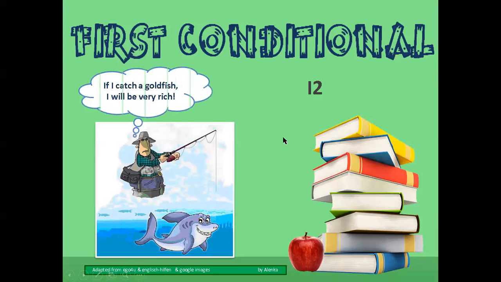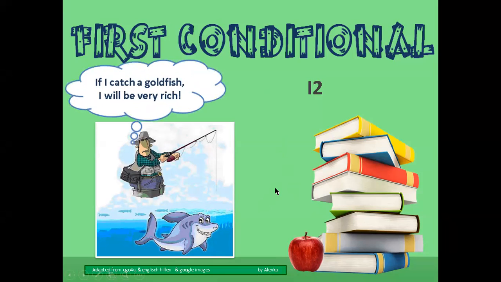So we're going to be talking about the first conditional. Look at this: if I catch a goldfish, I'll be very rich. So what do you think? Maybe a shark is okay. Even if you don't get a goldfish, you can get a shark, but that's okay.